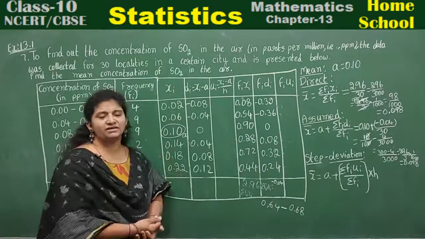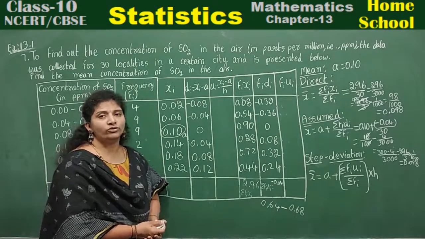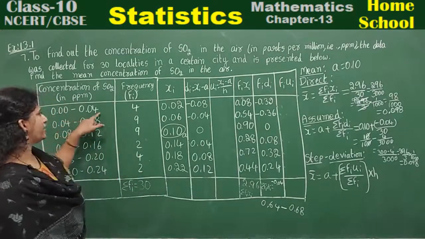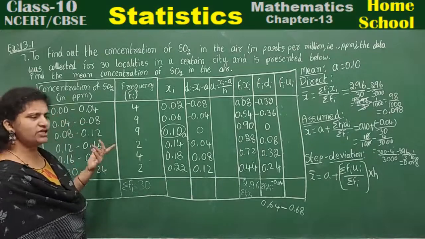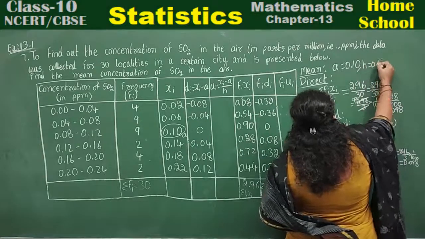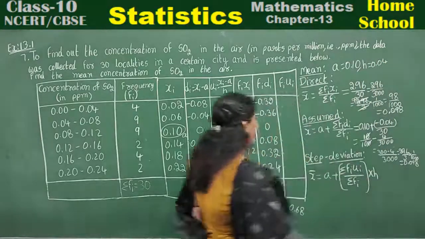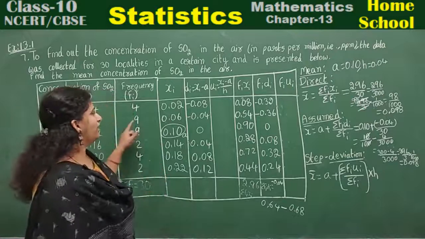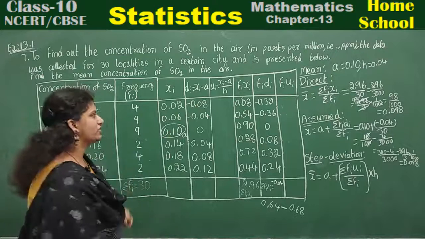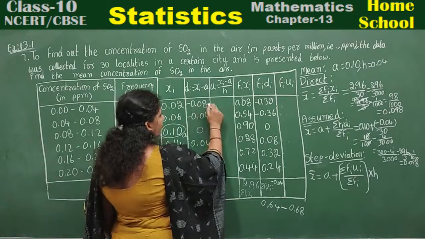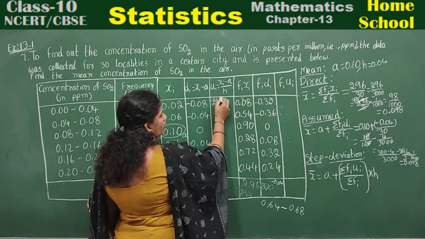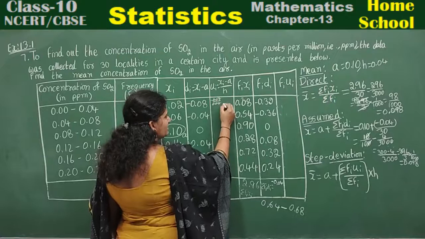Let's see the last method, the step deviation method. We should know about the class size. Find the class size H. 0.04 minus 0.00. It will be 0.04 only. Therefore, H is equal to 0.04. Now, find Fi, Ui. Ui is what? Xi minus A by H. This one, minus 0.08 by 0.04, that will be minus 2.